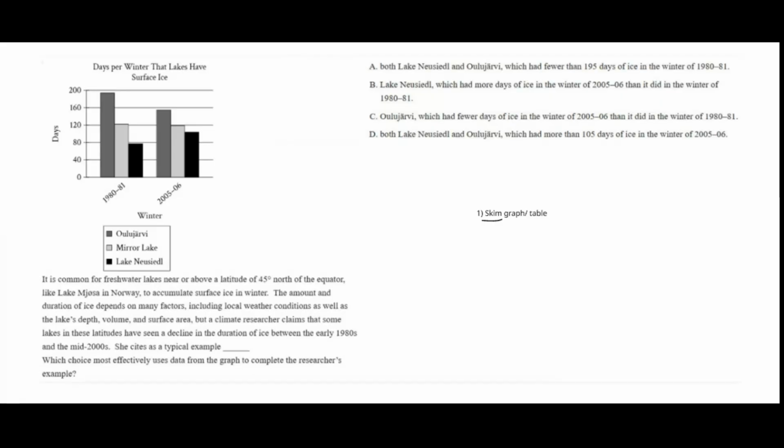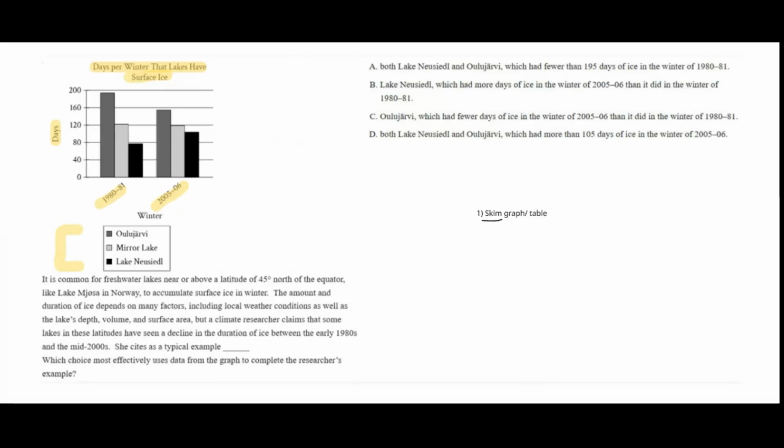Like in this example. For instance, I instantly notice how it's saying days per winter that lakes have surface ice, some days which are going up, and specific dates. And also below I can see some sort of names being given. This gives you context of what the question is about before you even start hunting for evidence, which you'll be looking for in the paragraph.